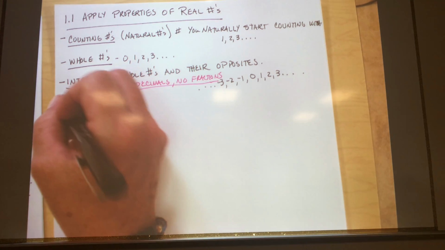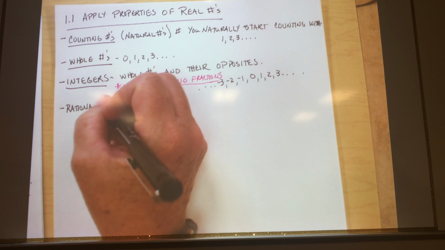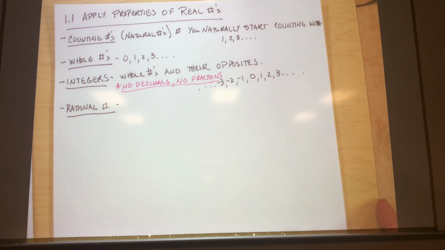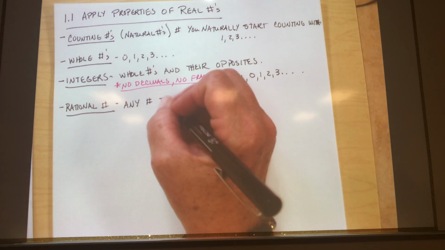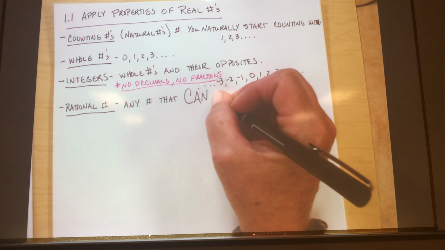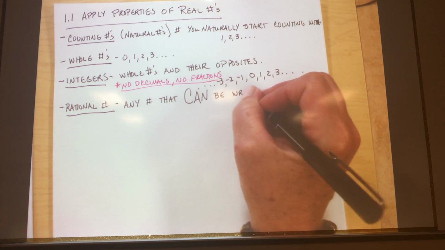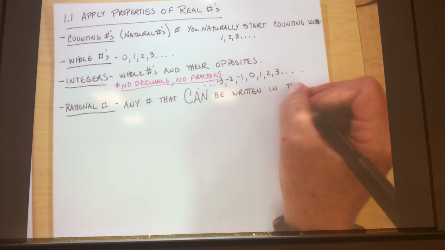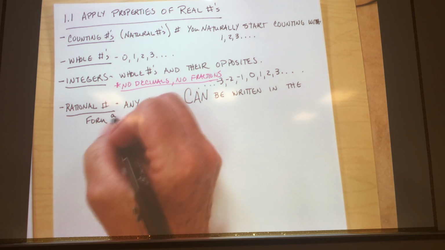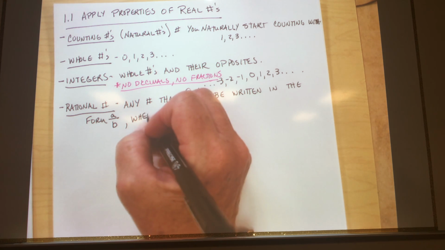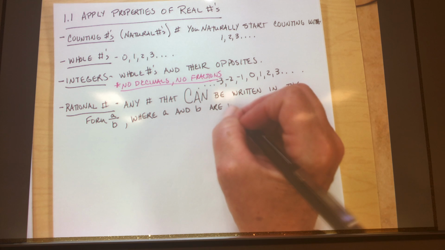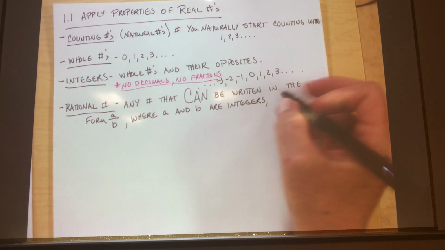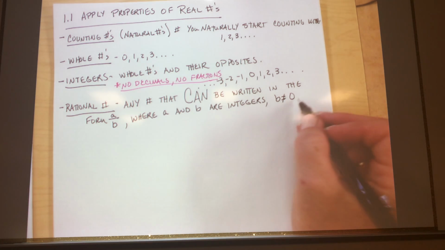All right, the next one, rational numbers. I'm going to put the technical definition of a rational number, because that's what you would find in a math textbook, because they're written with technical language. All right, so any number that can be, didn't say it had to be, but can be written in the form A over B, where A and B are integers, and B cannot be equal to 0, because division by 0 is not defined. Okay, so B can't be equal to 0.